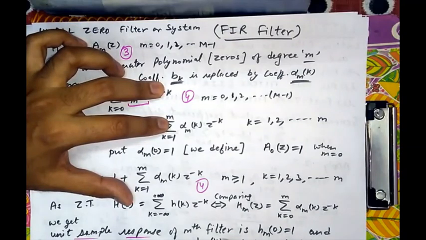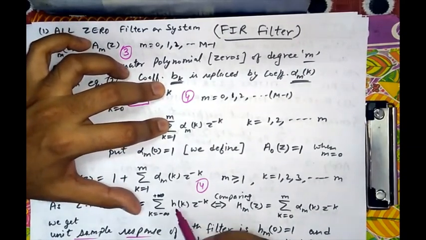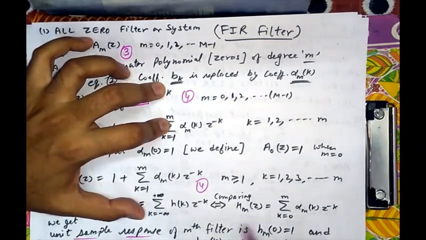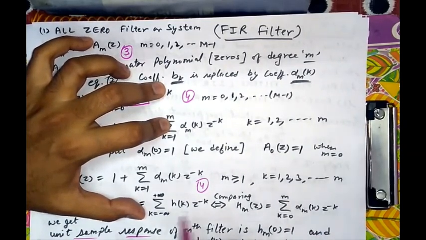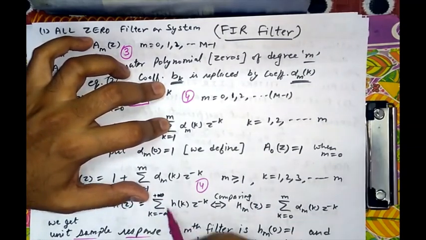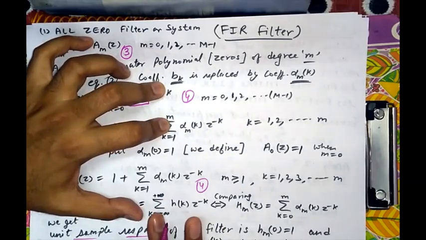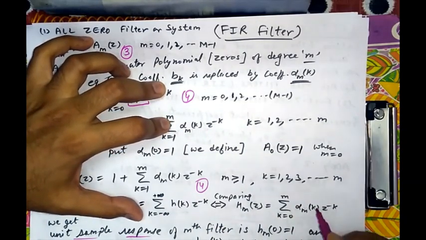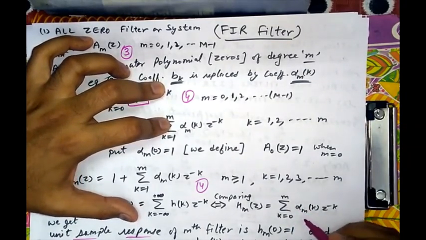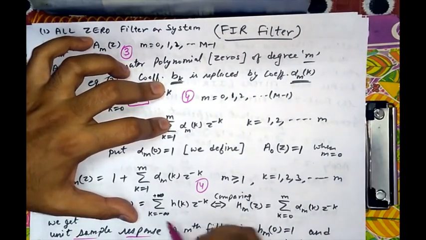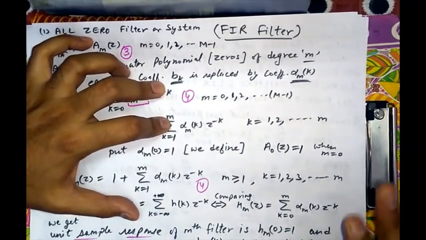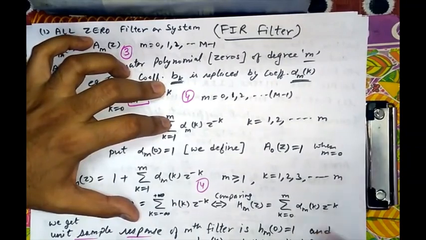So when comparing these two equations, we can find that h(k) is equal to alpha_m(k), because for values minus infinity to 0, these coefficients are 0. For coefficients m plus 1 to infinity, these coefficients are 0. So the limit minus infinity to infinity will automatically change to the limit k equal to 0 to m, because these coefficients are non-zero for limit 0 to m only, and these are 0 for the remaining limits, minus infinity to minus 1 and m plus 1 to infinity. These exist only for m equal to 0 to m values.